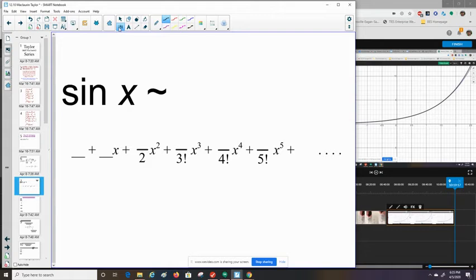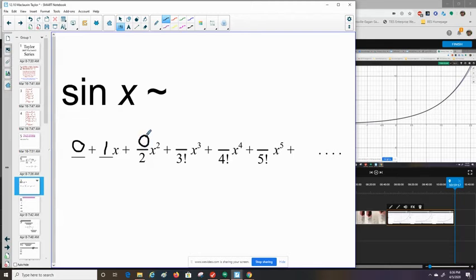But sine of 0 is 0. So my first term is just 0. That'll go away. The next coefficient is the derivative, or excuse me, the value of the derivative of sine at x equals 0. Well, the derivative of sine is cosine. Cosine of 0 is 1. And so there's our coefficient there. The next derivative of sine, the second derivative of sine, is negative sine. Negative sine of 0 is 0.